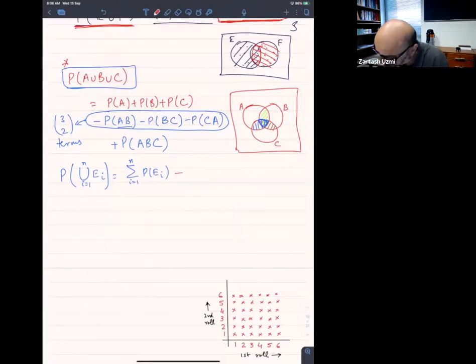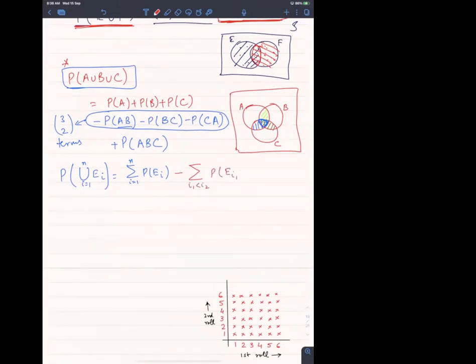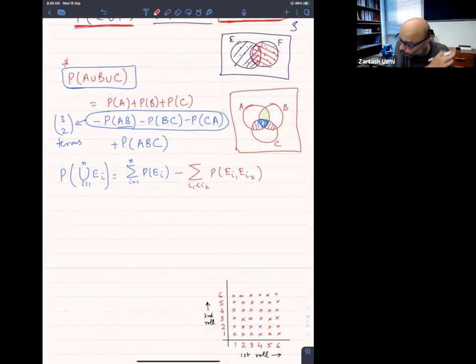So 2 at a time सब्ट्रैक्ट करते हैं, माइनस i1 less than i2 probability of E_i1 E_i2. This takes care of subtracting all the pairs of events, all the pairs of events.